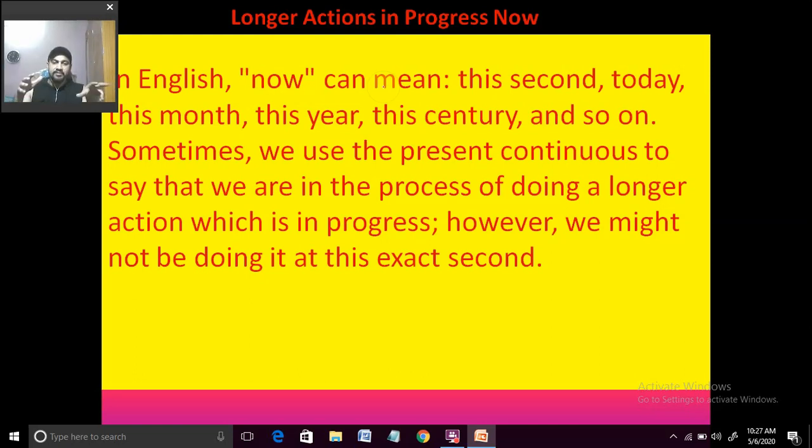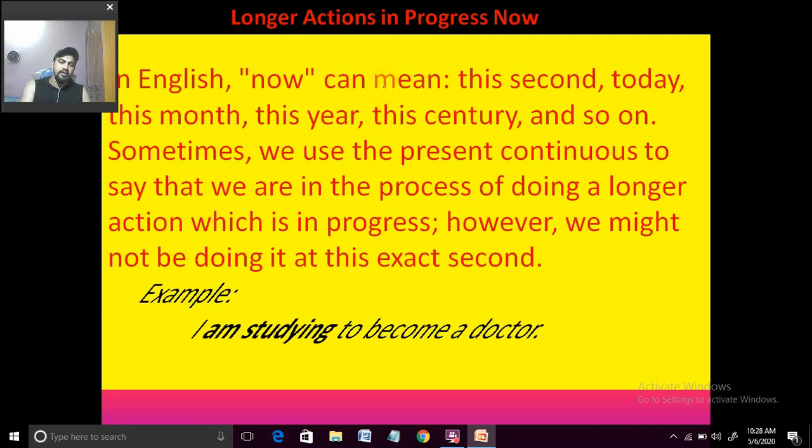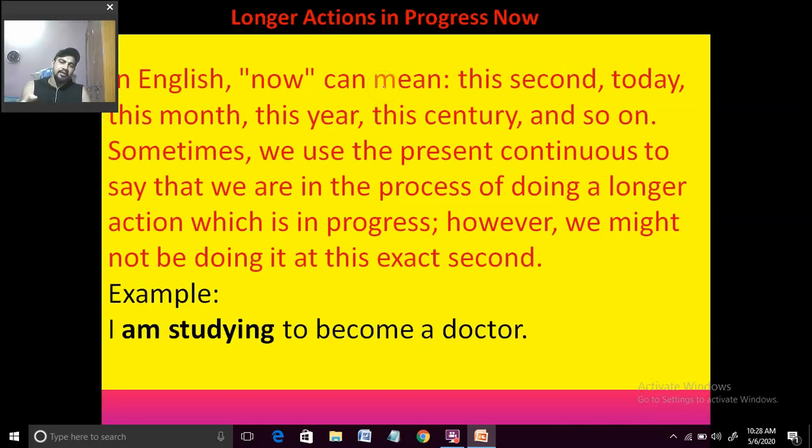Sometimes we use the present continuous to say that we are in the process of doing a longer action which is in progress, however we might not be doing it at this exact second. Suppose we want to be a military officer, or we want to be a doctor. In case we want to be a doctor, we need to do some study. So I am studying to become a doctor, we can say that. Let's see one example: I am studying to become a doctor.